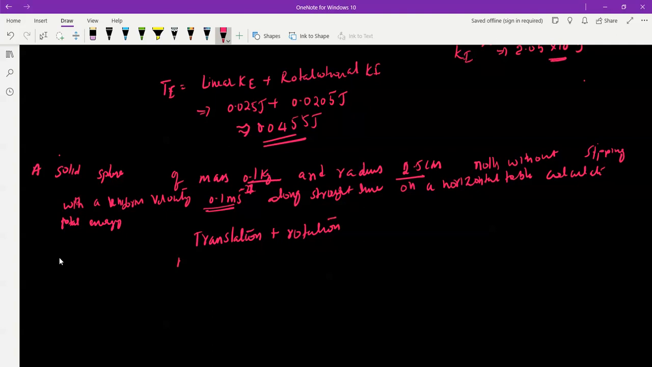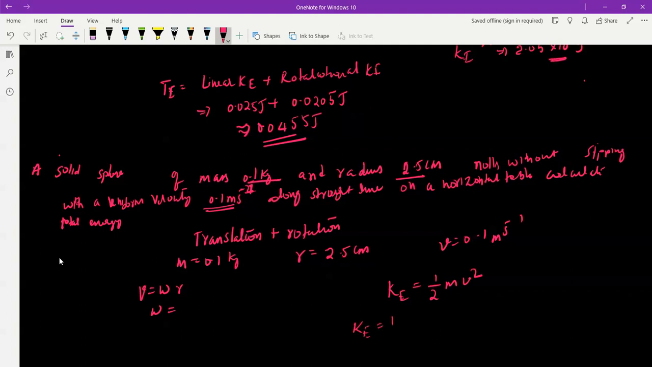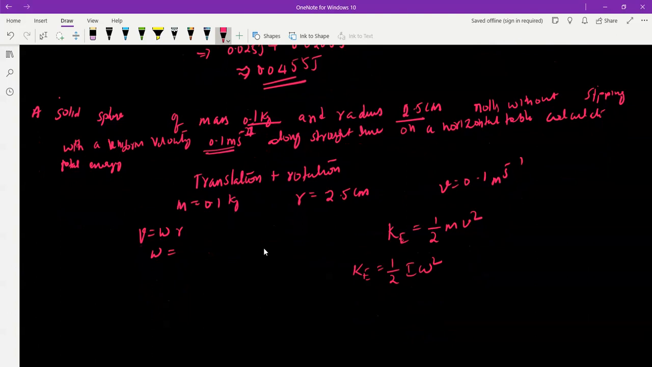We know the mass, they have given 0.1 kg, and radius 2.5 centimeter and v is equal to 0.1 meter per second. They have given all these things, so you have to do it. I am just giving you the hint how to do it. First, using v is equal to r omega, calculate the omega. Then for translation, KE is equal to half mv square. Then for rotational, KE is equal to half I omega square. It is a solid sphere, so find the moment of inertia, and omega comes from v is equal to omega r. Just substitute it and add the two. Then you will get the total kinetic energy.